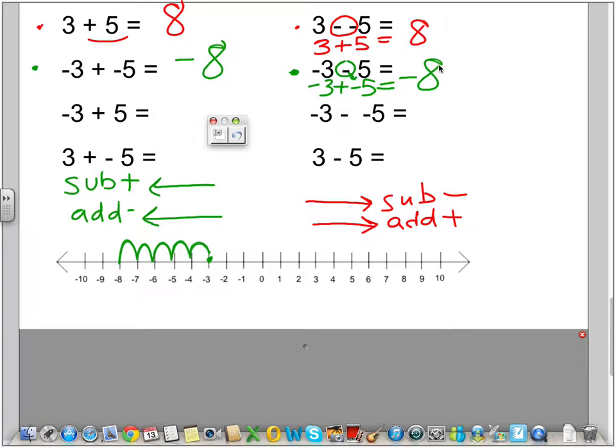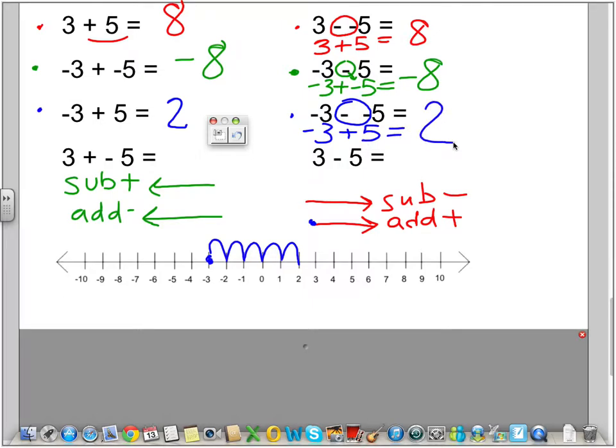Okay? Next one I'm going to do in a different color, blue. Negative 3 plus 5. So I start at negative 3, and I'm adding a positive. So I'll be following this path right here. And I move 5. 1, 2, 3, 4, 5, and I get 2. Well, this one over here is the same thing. My starting place is negative 3. I've got 2 negatives, so it becomes plus 5. And negative 3 plus 5 is 2.